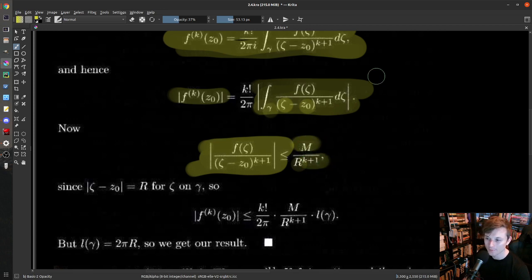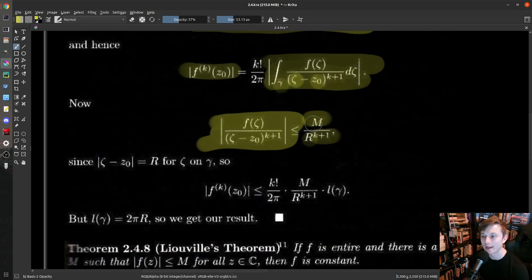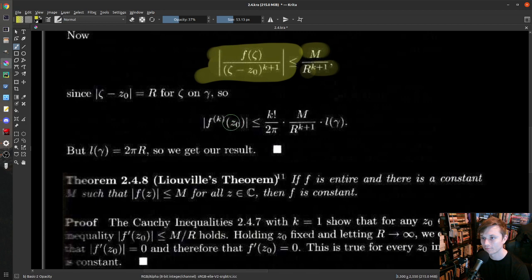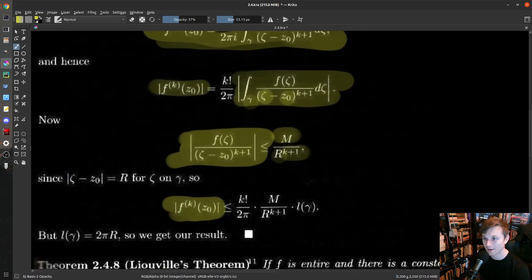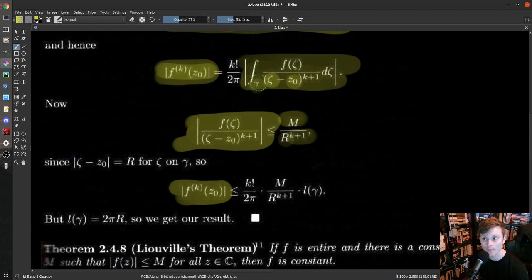And then we're assuming that f is less than M in modulus. So obviously the integrand is less than or equal to M over r to the k plus 1. Just looking at this left-hand side and then using this nice bound that we've got before, remember, we multiply by the length of gamma, and then we have a bound on this thing. So k factorial over 2 pi just carries on through, and then M over r to the k plus 1, times the length of gamma, but the length of gamma is 2 pi times r, since it's the circumference of that circle.